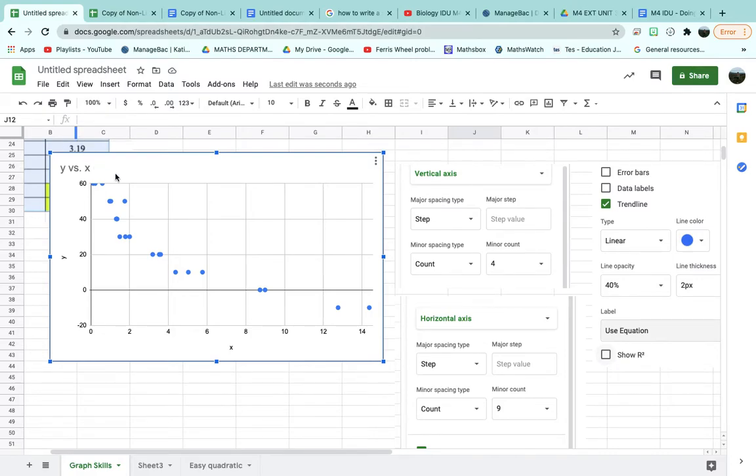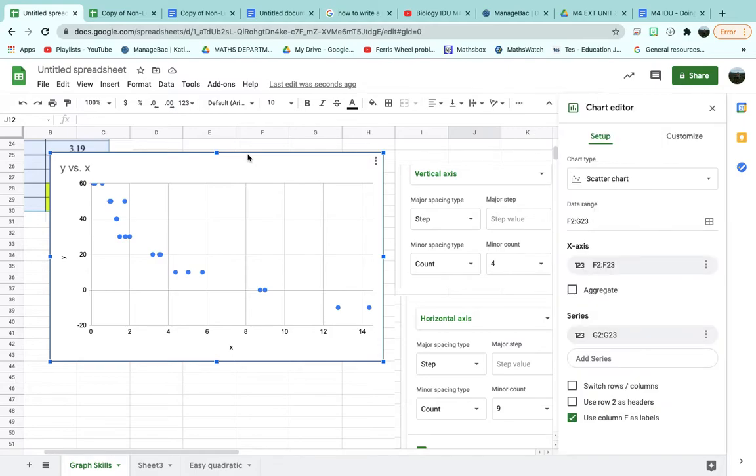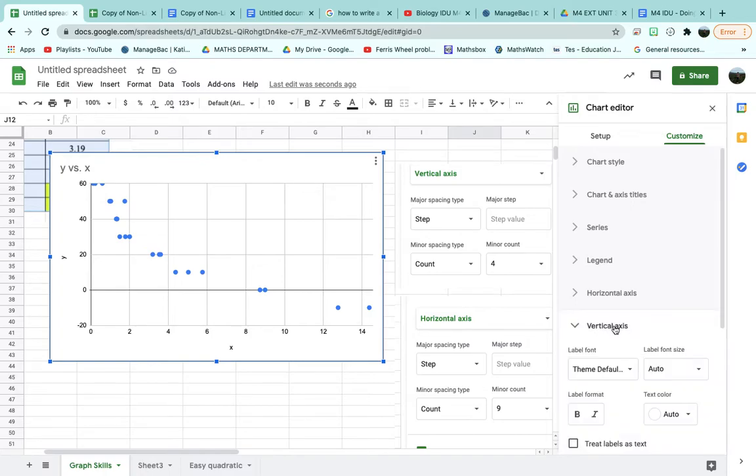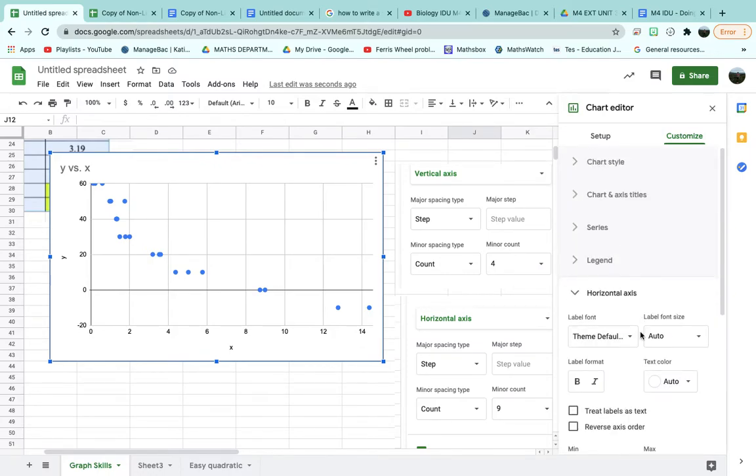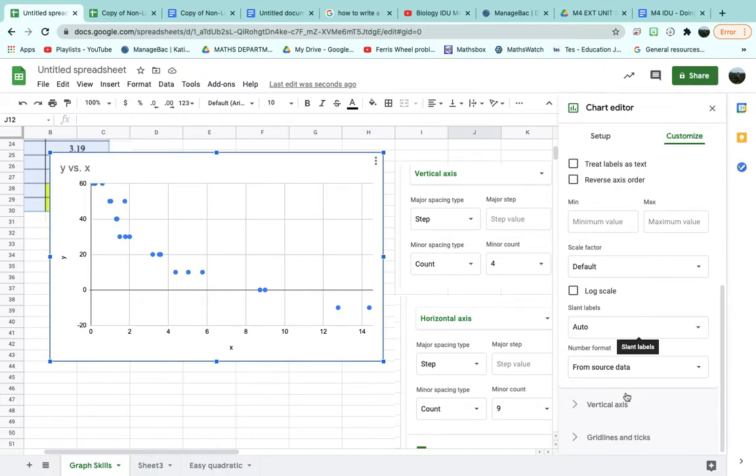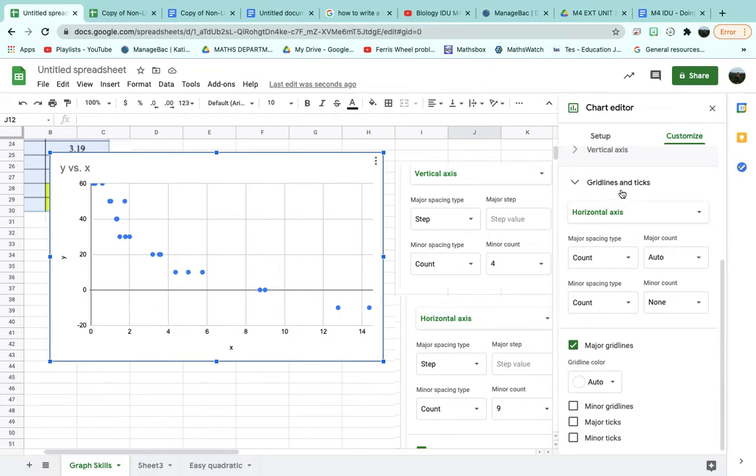So the first thing we're going to do is double click on the graph, and then go to Customize. We're going to press on the vertical axis, and we want to change what the vertical axis is going to look like. You will find this on the grid lines and ticks aspect of the menu. Now, changing the vertical axes is the number of lines we are going to have to cut the vertical axes, for example. So let's change this to 9.